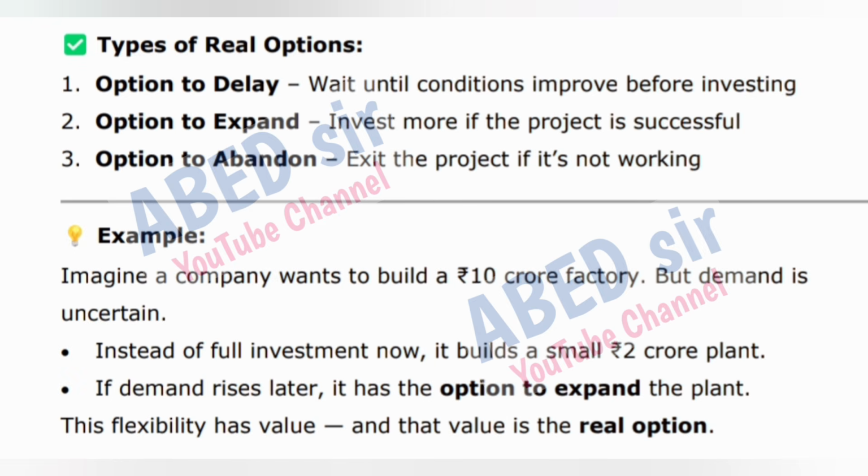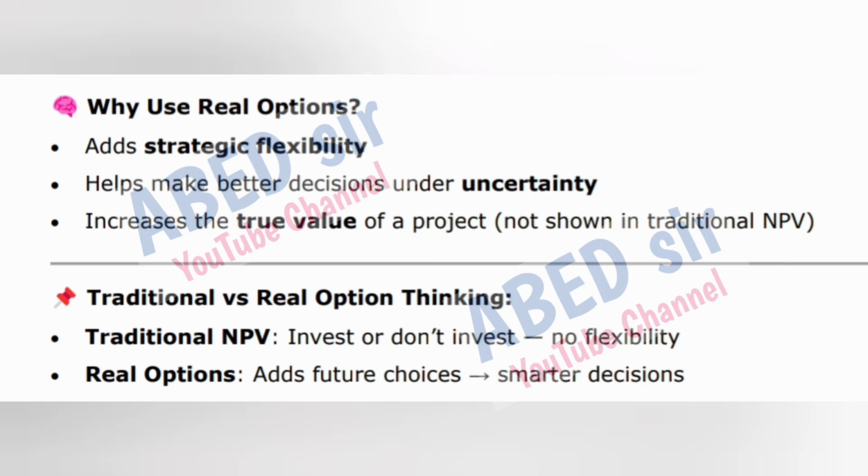Example: imagine a company wants to build a 10 crore rupees factory. But demand is uncertain. Instead of full investment now, it builds a small 2 crore rupees plant. If demand rises later, it has the option to expand the plant. This flexibility has value, and that value is the real option. Why use real options? Adds strategic flexibility. Helps make better decisions under uncertainty. Increases the true value of a project, not shown in traditional NPV.